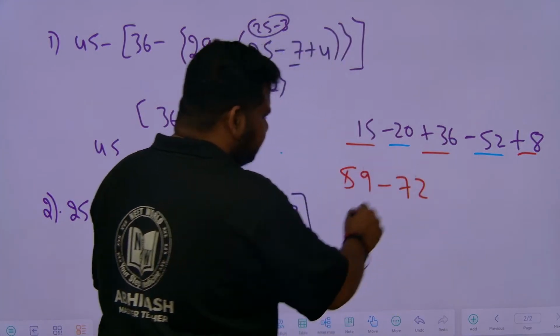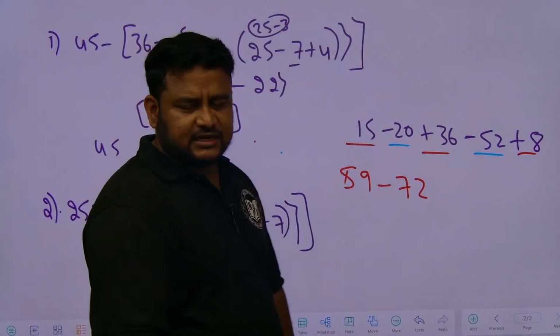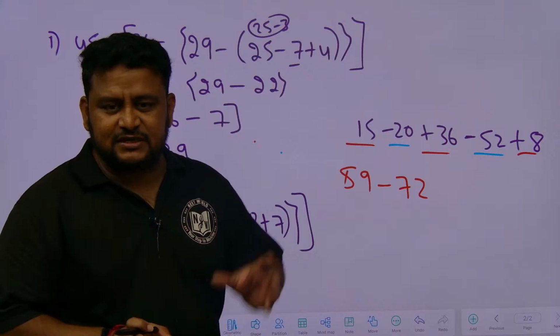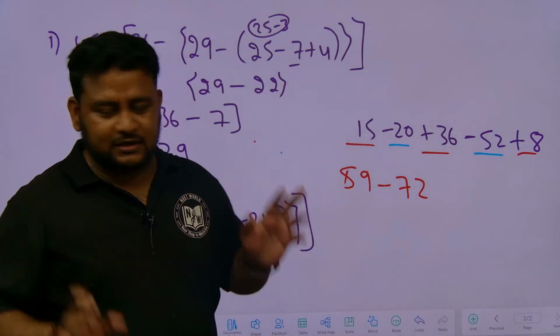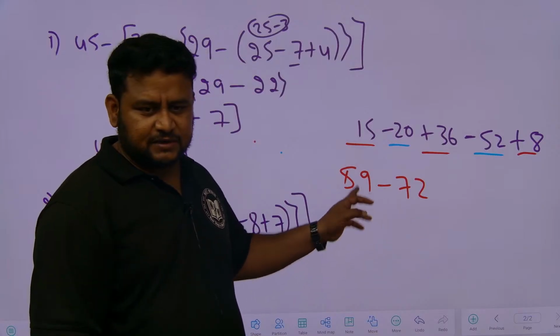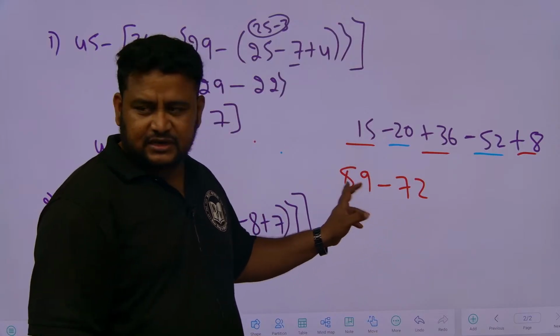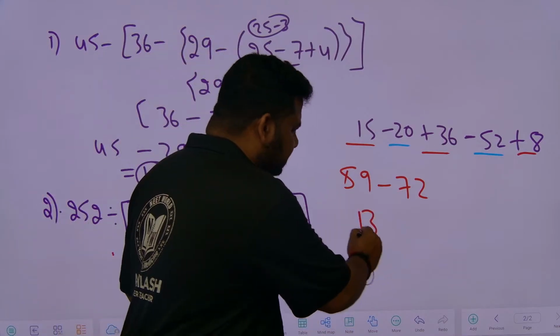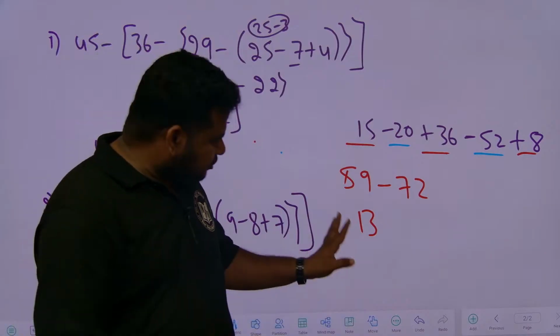Now take the difference between the two. I am not telling you subtraction, I am telling you to take the difference. Difference means bigger number minus smaller number. Which is the bigger number here? 72. 59 is the smaller number. Take the difference, 72 minus 59, the answer will be 13. On taking the difference, you got the numerical value.